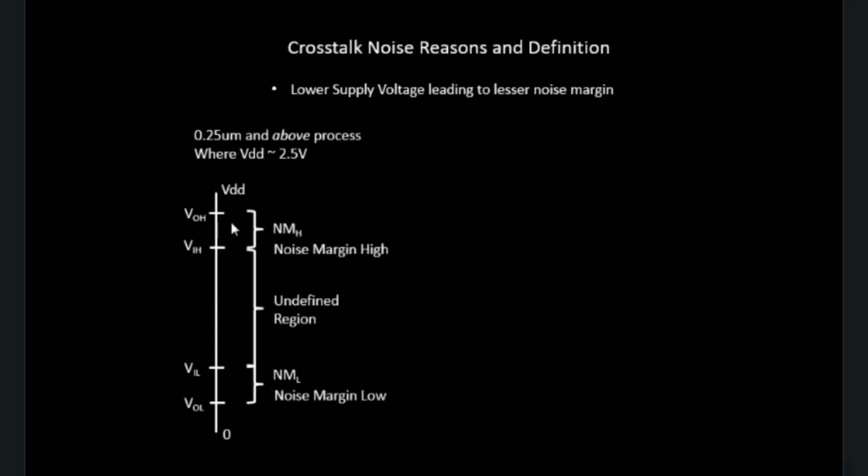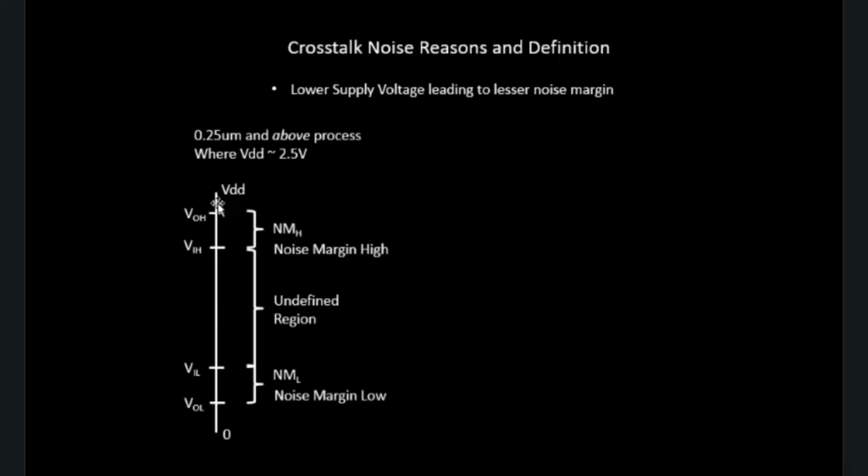This is how it looks when we had a process of 0.25 micron and above. The supply voltage that we were providing was close to 2.5 volts. Out of this 2.5 volts, a certain section of the voltage is referred to as noise margin high, and a certain section is referred to as noise margin low.